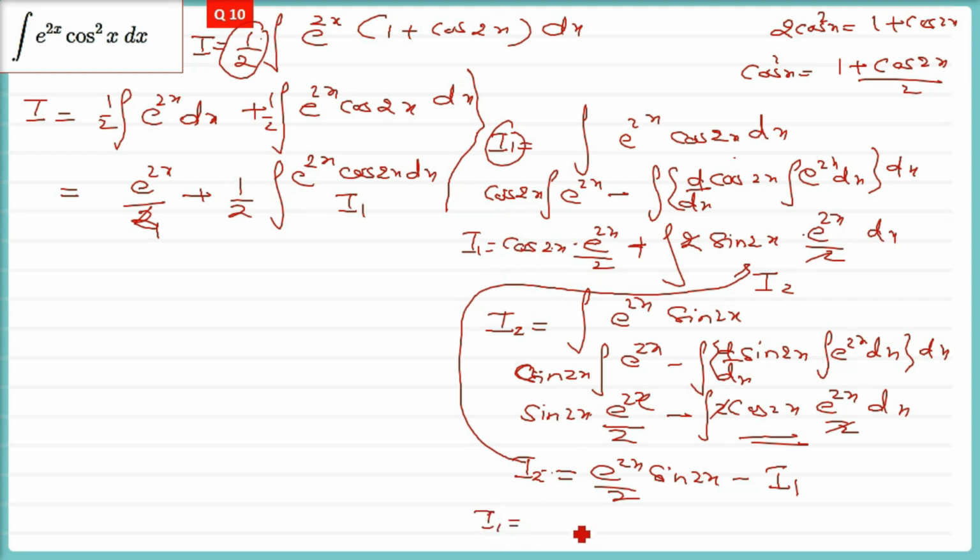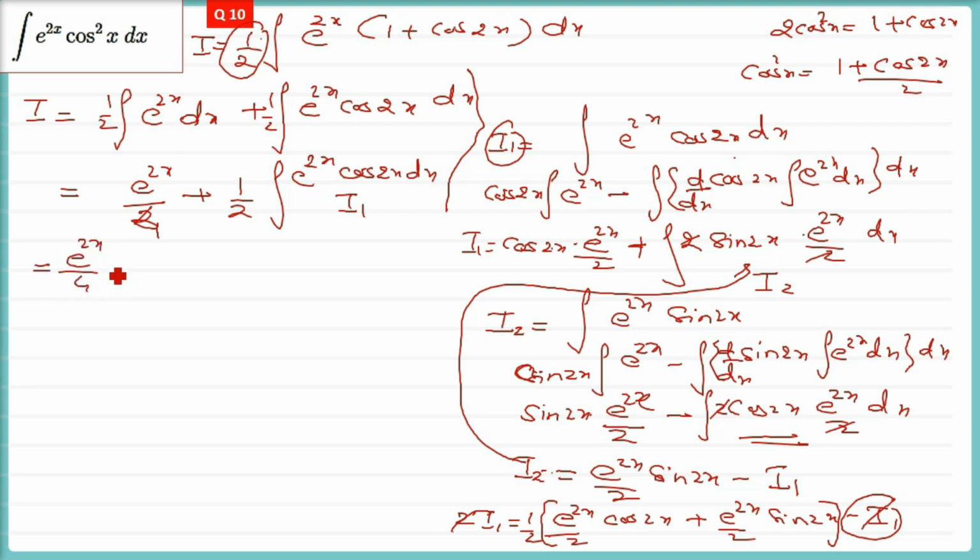I1 will be equal to cos 2x, e raised 2x by 2, and in place of all of this, you will write this I2, which is e raised 2x by 2 sin 2x minus I1. And this I1 you can bring on the left. So it will be twice of I1. So you can just take this here, cancel this I1. 2 will be coming on the right downstairs.